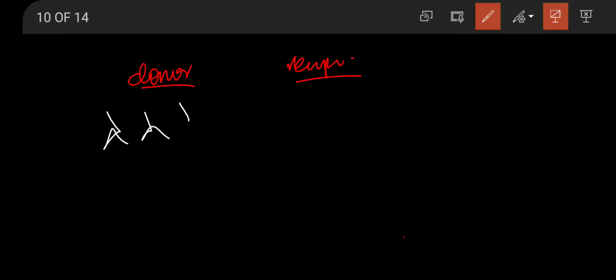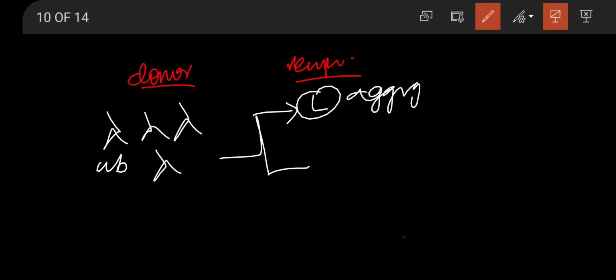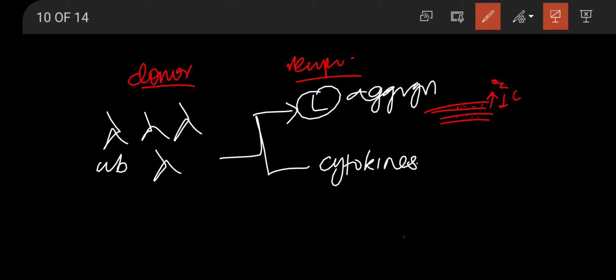Once again I will say, in the donor you have a lot of antibody, and in the recipient it can cause leukocyte aggregation, or it can release cytokines. So what happened? Small capillaries are blocked, so the oxygen carbon dioxide perfusion doesn't occur. Ventilation perfusion imbalance, or the capillary permeability has increased. Fluid is oozing out, causing edema, non-cardiogenic pulmonary edema.